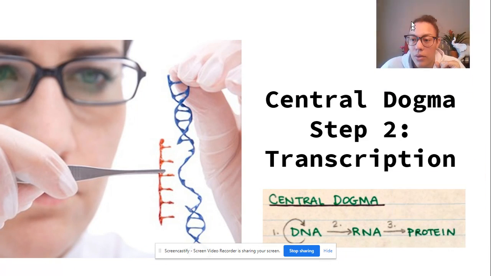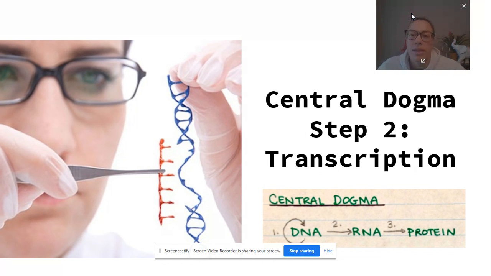Hey everyone, I am going to go through the second part of our central dogma step, which is going to be called transcription, the beginning portion where we're going to convert DNA into RNA so that we have that code later on to create some proteins.